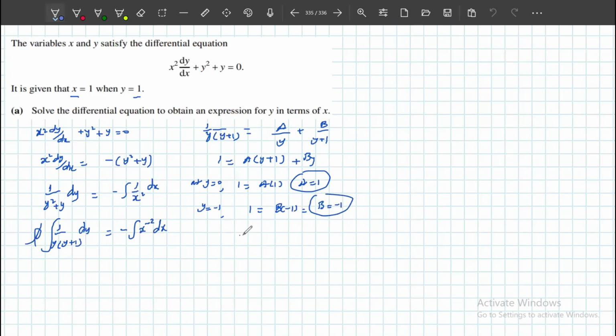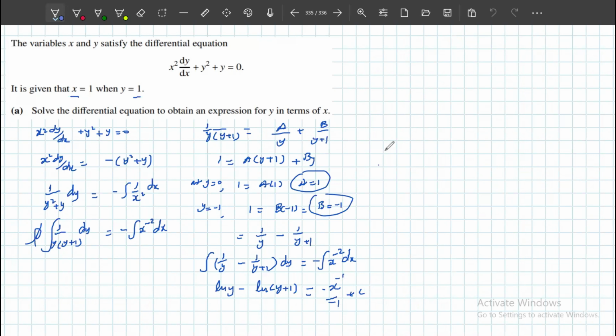So the required partial fraction is 1 over y minus 1 over y plus 1. That means the integration of 1 over y into (y plus 1) becomes the integral of 1 over y minus 1 over y plus 1 dy, which is equal to the integration of x power minus 2 dx. After this, we will find the integration of 1 over y with respect to y, which is log of y minus log of y plus 1 is equal to minus, x power minus 2 plus 1 gives us minus 1, so 1 over minus 1, plus the constant of integration.